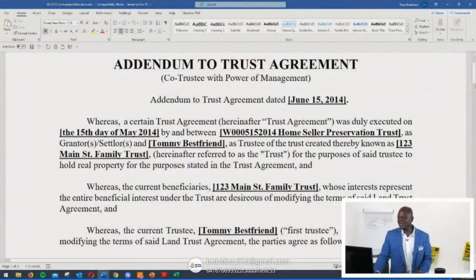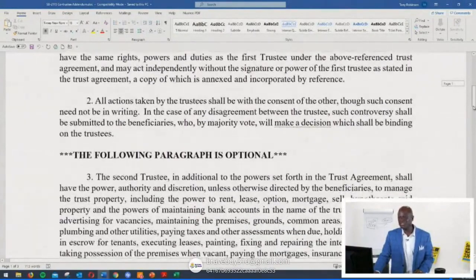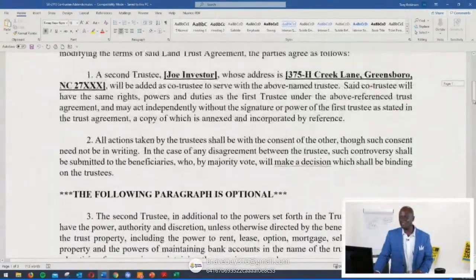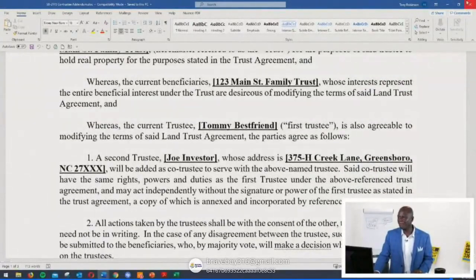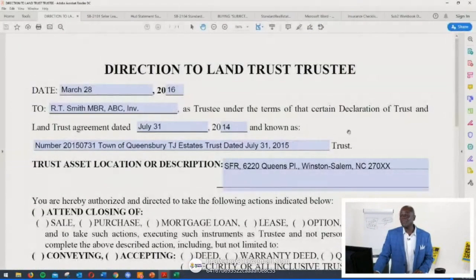So again, this gives you the ability to name a second trustee, to be able to do whatever you need to do in regards to the trust. We went through this document as well. This is the direction to land trust trustee.